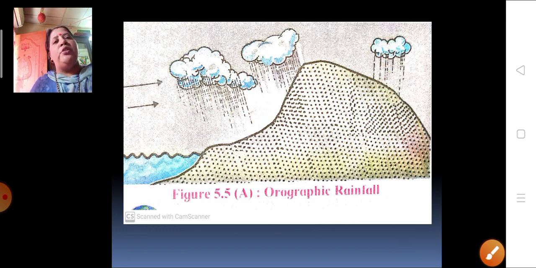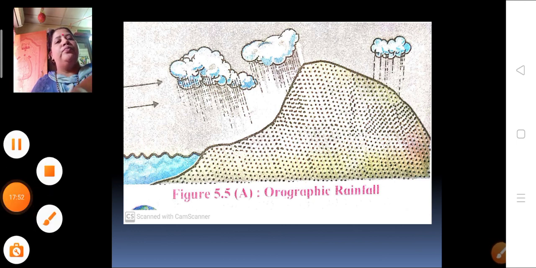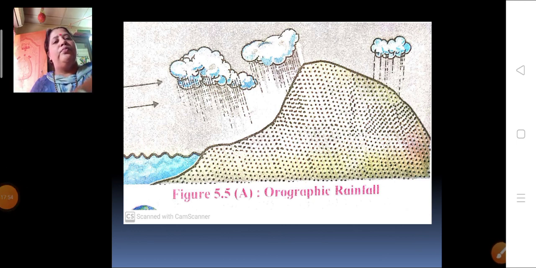I hope children you all have understood till here. If you have understood, the remaining types of rainfall we'll learn in the next revision session.